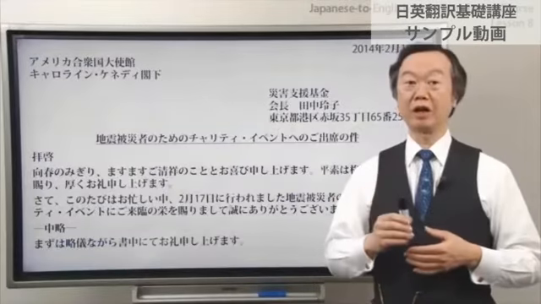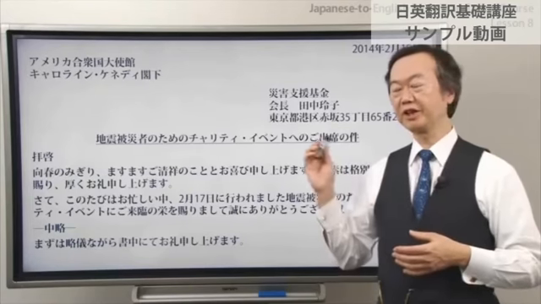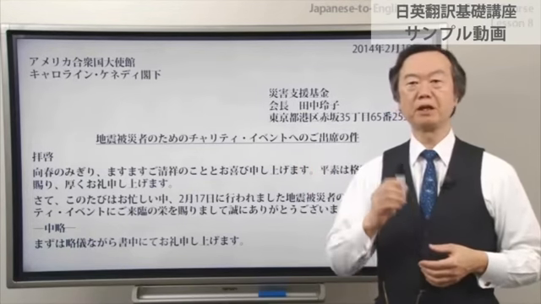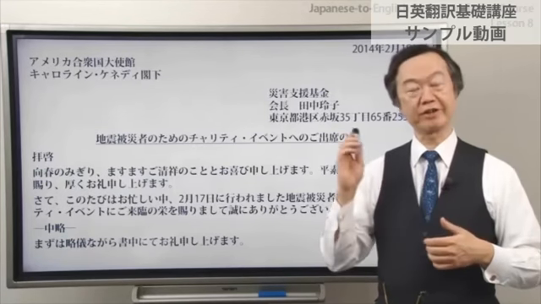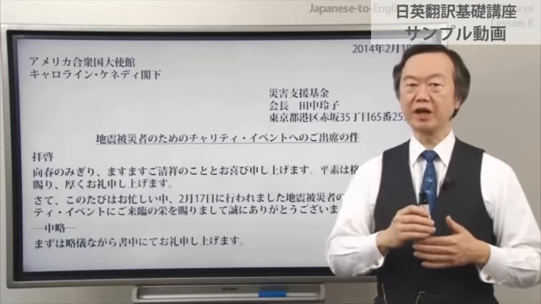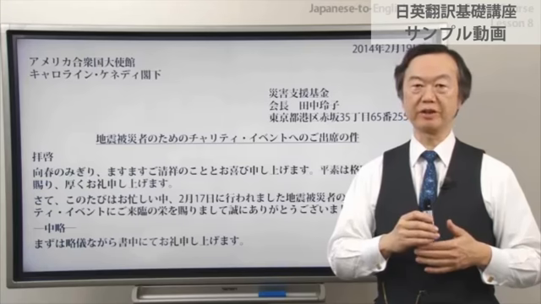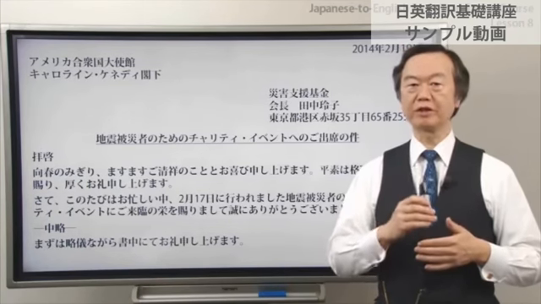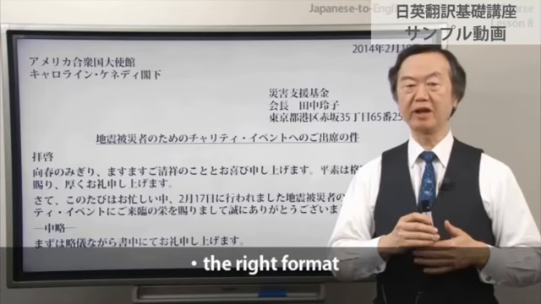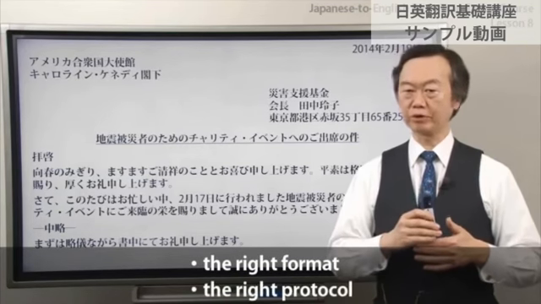Now, let's take a look at this letter. It is important to remember, when translating a letter like this one, that it is not just the contents of the letter that you must translate correctly. You must also get the format of the letter right, and you must use the right protocol for the letter.